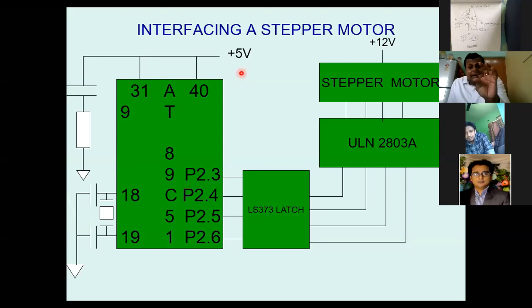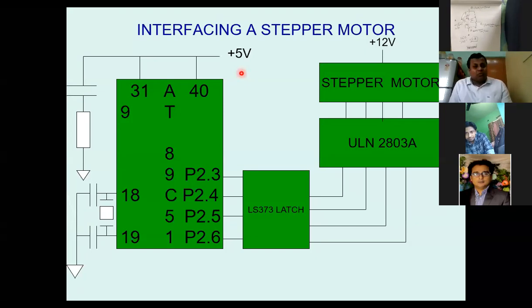On the other hand, if I want to rotate anti-clockwise, how will it be done? First A, then D, then C, then B. The motor will rotate in this fashion, means anti-clockwise, or in the reverse direction. This is called the one coil energized method.